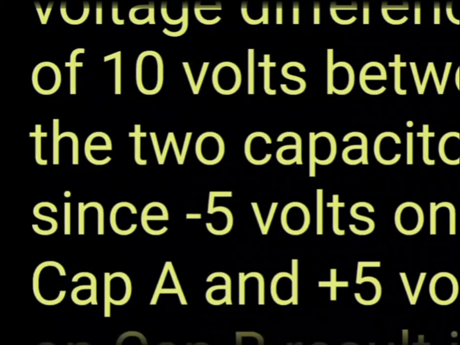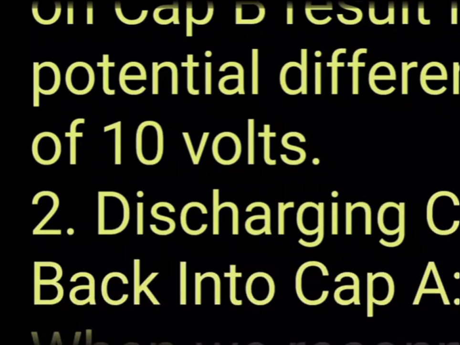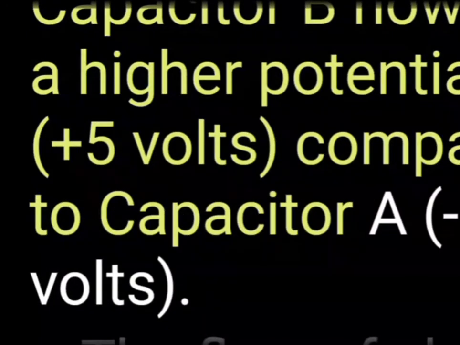2. Discharging cap B back into cap A. When we reconnect the two capacitors with cap A flipped, charge flows from capacitor B back into capacitor A. This is because capacitor B now has a higher potential, plus 5 volts, compared to capacitor A, minus 5 volts. The flow of charge causes capacitor B to discharge completely to 0 volts, transferring all of its stored energy back into capacitor A.